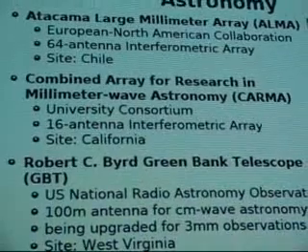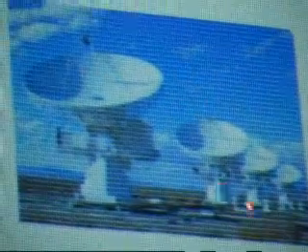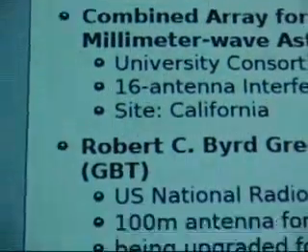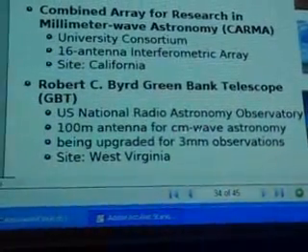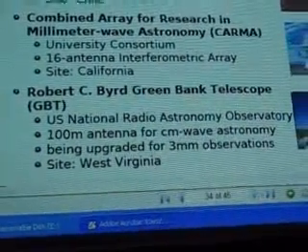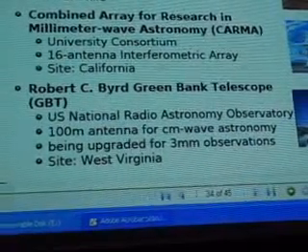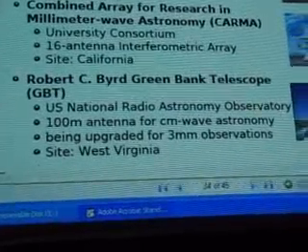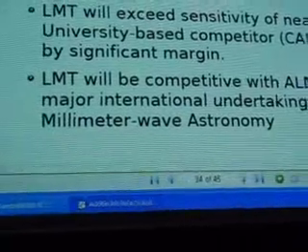It's basically a much smaller operation, but nevertheless it has a certain amount of sensitivity, and it's actually in operation right now. And then there's a large telescope built in West Virginia. It's a 100-meter telescope. It's built primarily for longer wavelengths, but they think it might be able to use it at 3 millimeters wavelength eventually, so I have to include it on this list, or else when other people from other projects see the list, they'll say, oh, we forgot to bring that telescope.